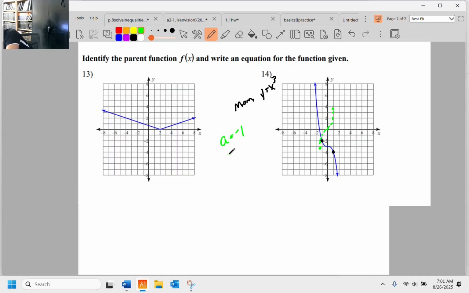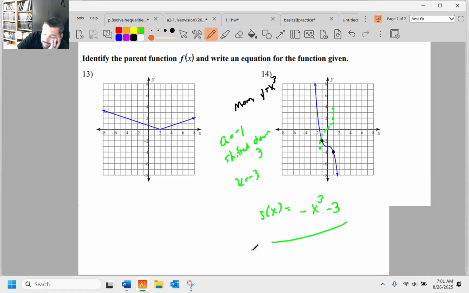And there has been a reflection obviously, and we've also shifted down 3, so k is -3. So this function, which we'll call g of x, is simply -x cubed minus 3. There you go. So that's close to half that homework assignment done for you.